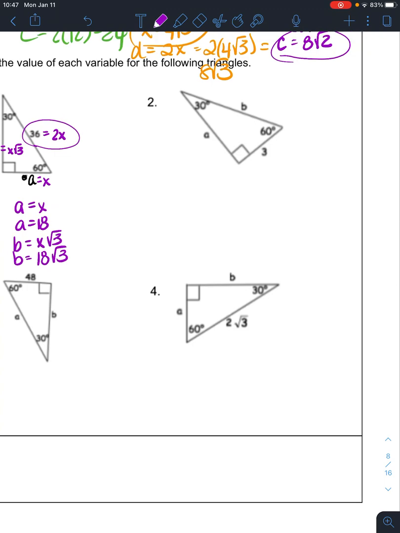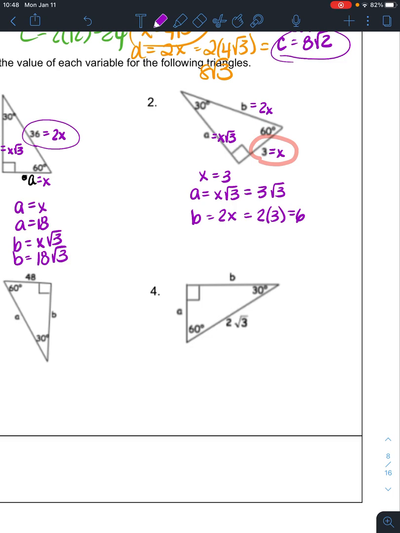Number 2. We've got our short side is x, our long leg is x root 3, and our hypotenuse is 2x. Label, then solve. We can only solve this one, and it is already solved for us, which is nice. So x is equal to root 3. If x is equal to root 3 and a is equal to x times the square root of 3, then a is 3. And then b is 2 times x. Well, x was root 3, so it's 2 root 3.